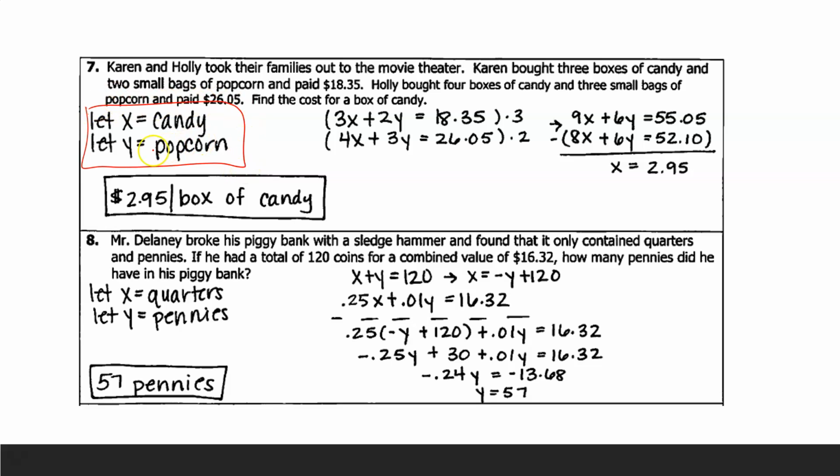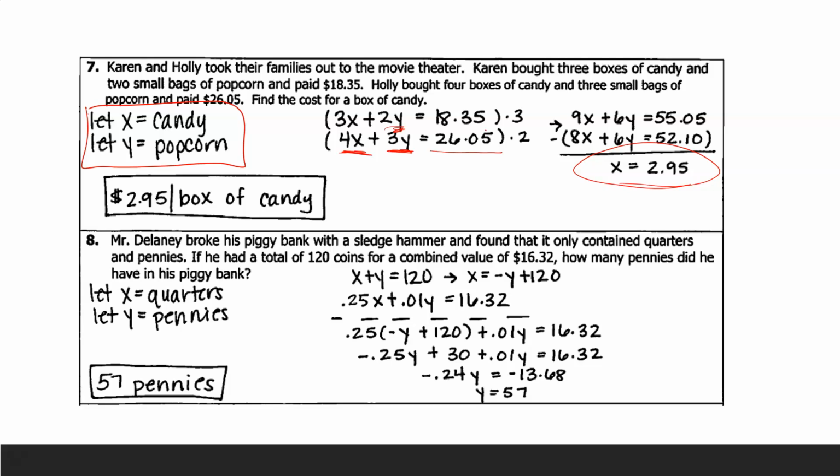So I made X candy and Y popcorn. So here's Karen with 3 boxes of candy and 2 bags of popcorn, and she spent $18.35. Holly, 4 boxes of candy, 3 bags of popcorn, and she spent $26.05. I used elimination because there's no variables alone, so multiply the top one by 3, the bottom one by 2, and X, which is candy, is $2.95.